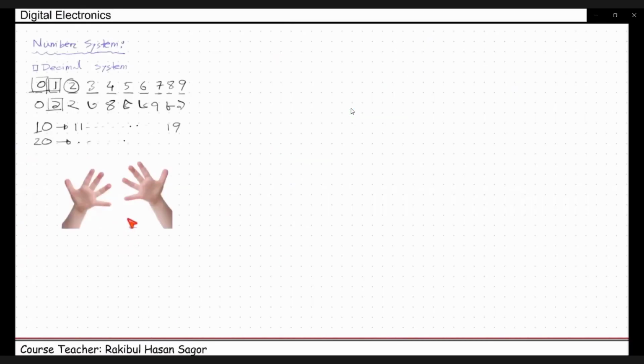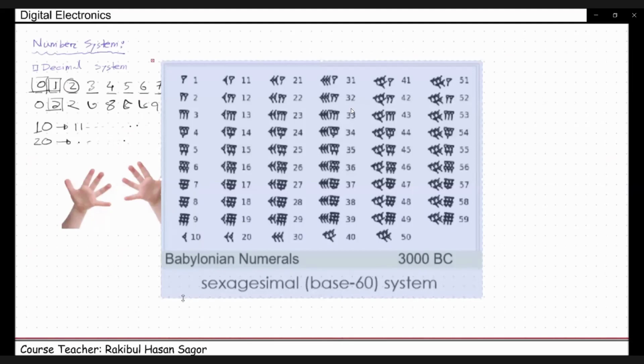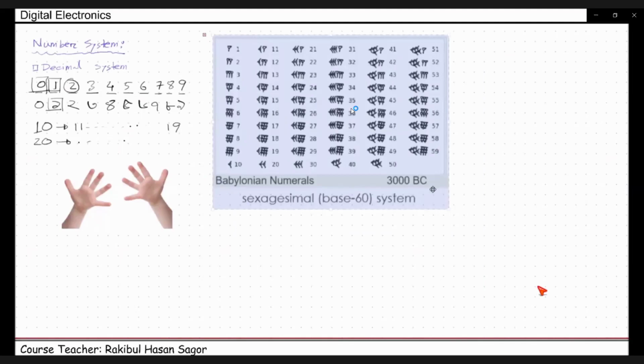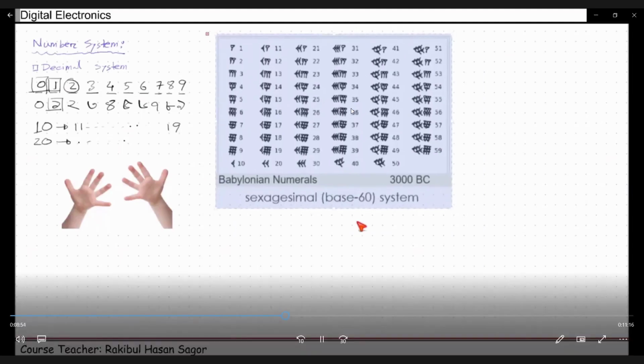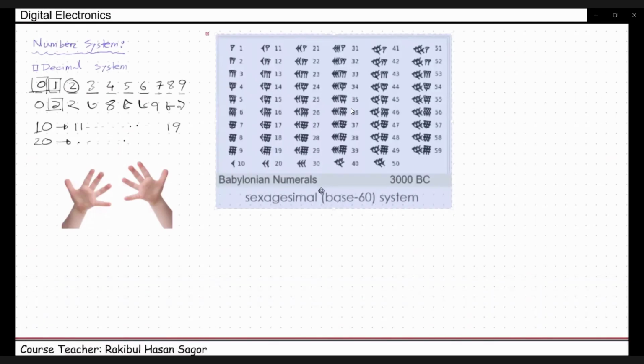There were some other civilizations in earlier days that used number systems other than the decimal number system. For example, the Babylonian numerals used a base 60 number system, that means 60 symbols. Here I want to mention that the number of symbols used in any numbering system or numeral system is called the base. So what is base? Base or radix.